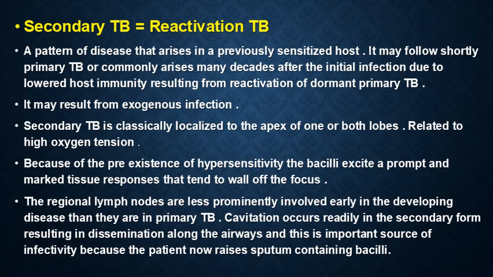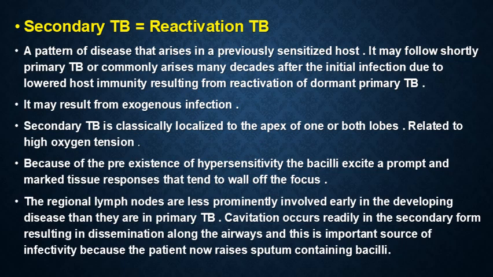Secondary tuberculosis, or reactivation tuberculosis. This disease arises in a previously sensitized host, opposite to primary tuberculosis, which arises in an unsensitized, unexposed patient. Here, secondary or reactivation occurs in a previously sensitized host. It might follow shortly after primary TB, or more commonly many decades after the initial infection, might be due to lowered immunity of the patient or reactivation of dormant primary tuberculosis. It might also result from exogenous infection.